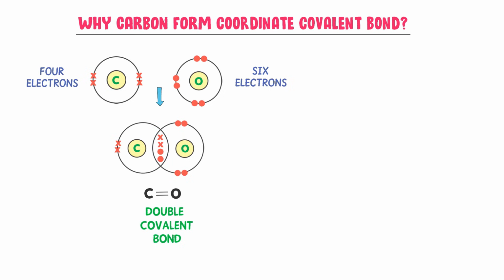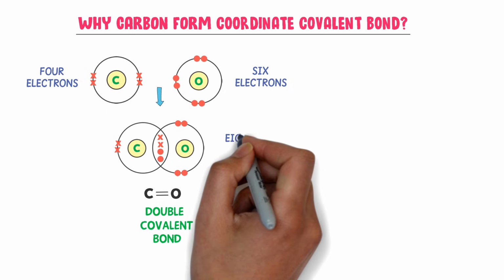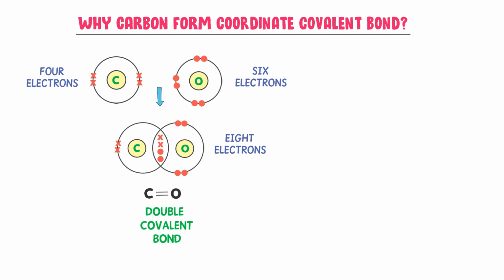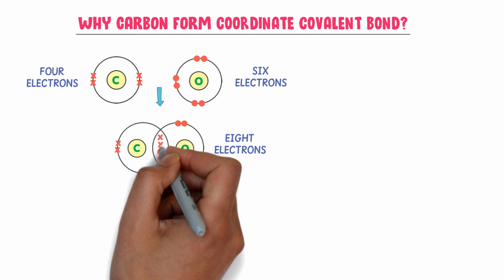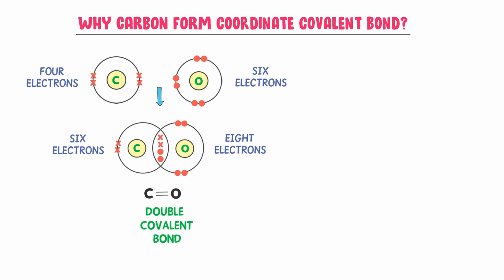Now let me count the total number of electrons in the valence shell of oxygen. 1, 2, 3, 4, 5, 6, 7, 8. There are 8 electrons present in the valence shell of oxygen atom. So its octet rule is completed and it is a stable atom. Secondly, let me count the total number of electrons in valence shell of carbon. 1, 2, 3, 4, 5, 6. There are 6 electrons present in the last shell of carbon, so its octet rule is not satisfied. It needs 2 more electrons in order to become a stable atom.